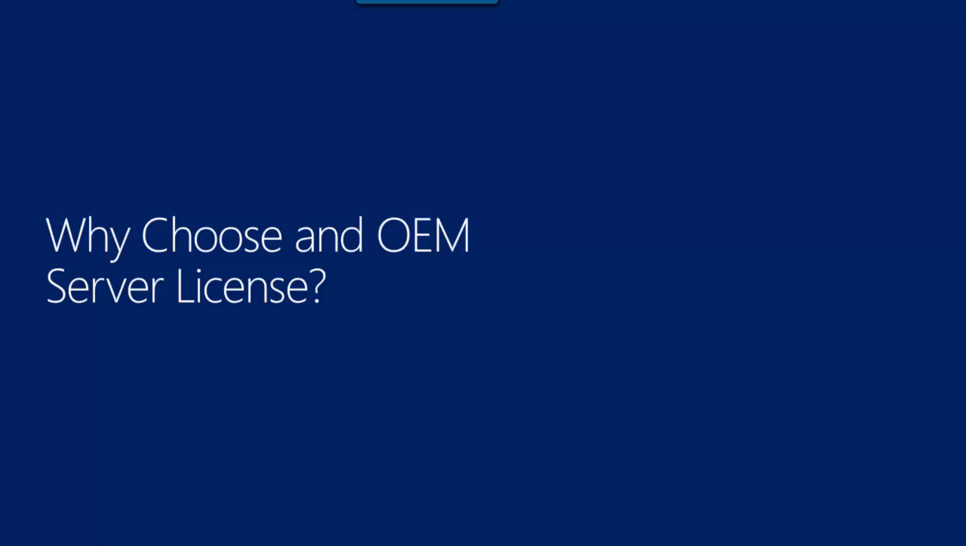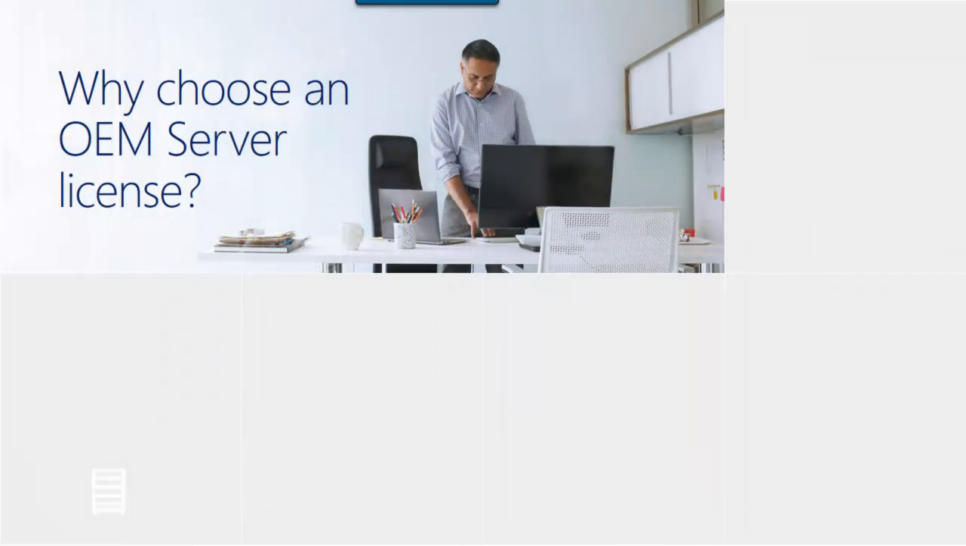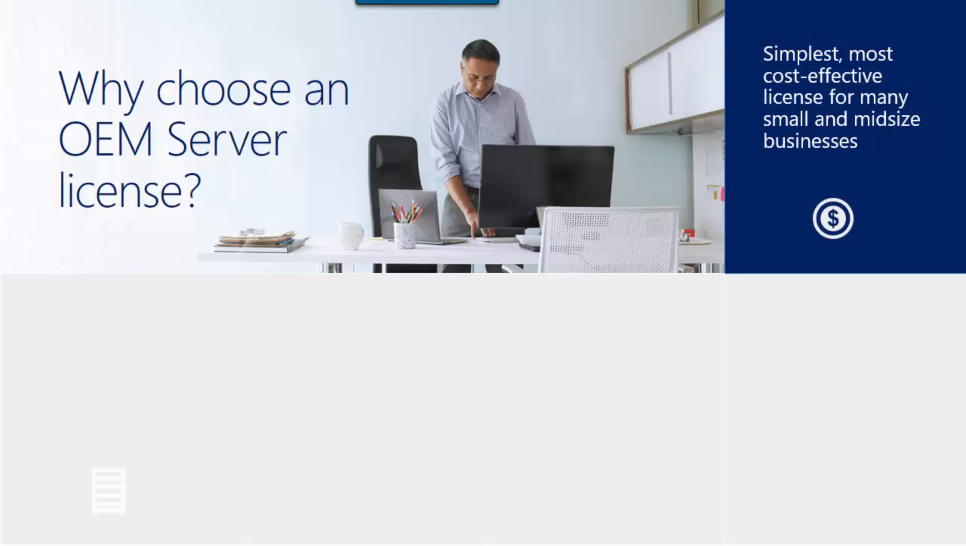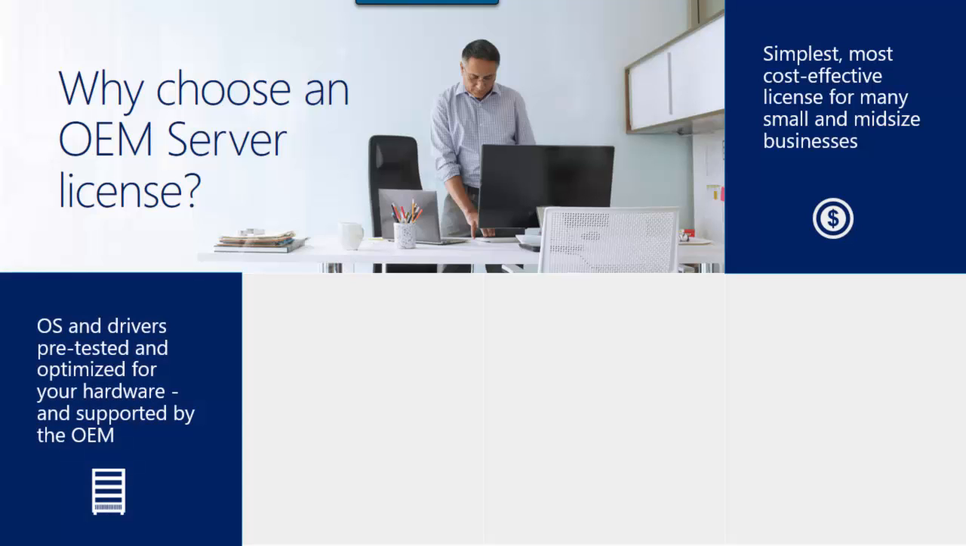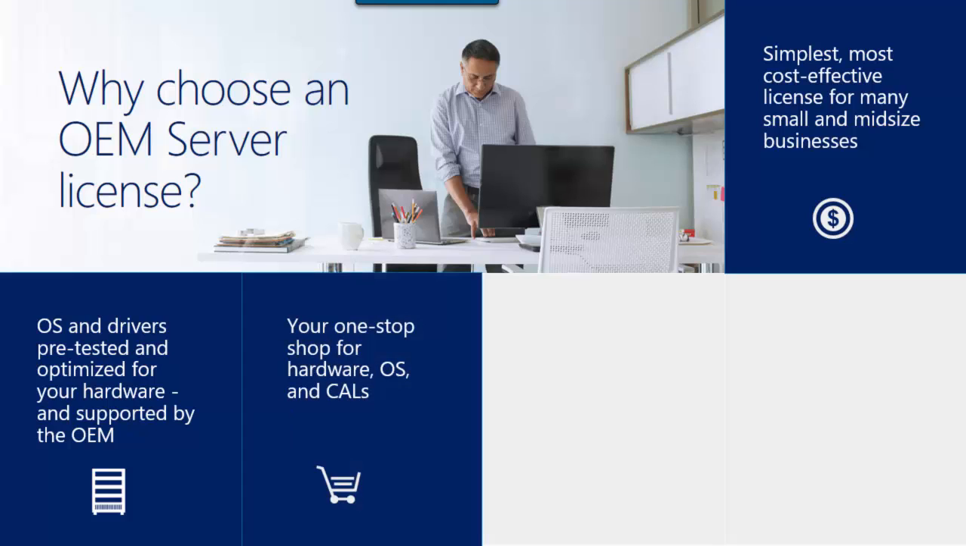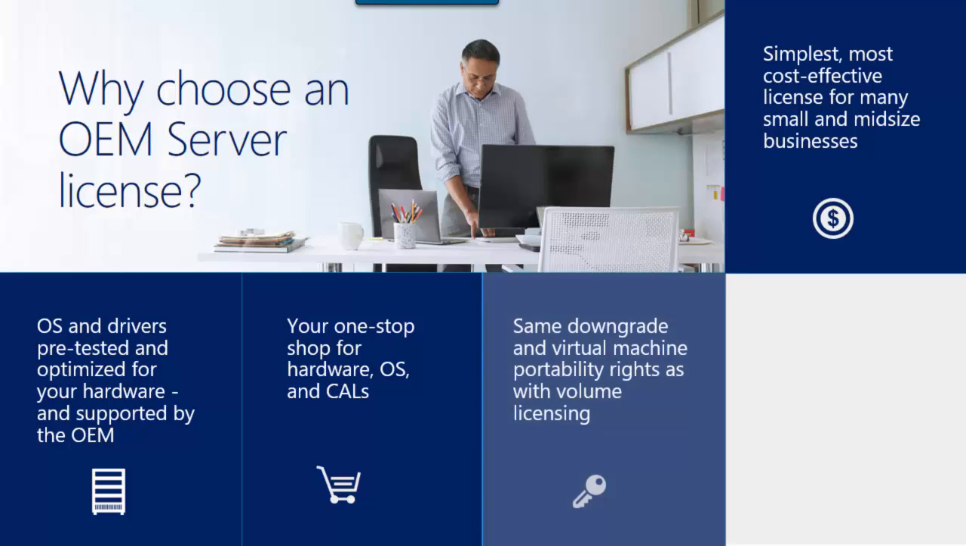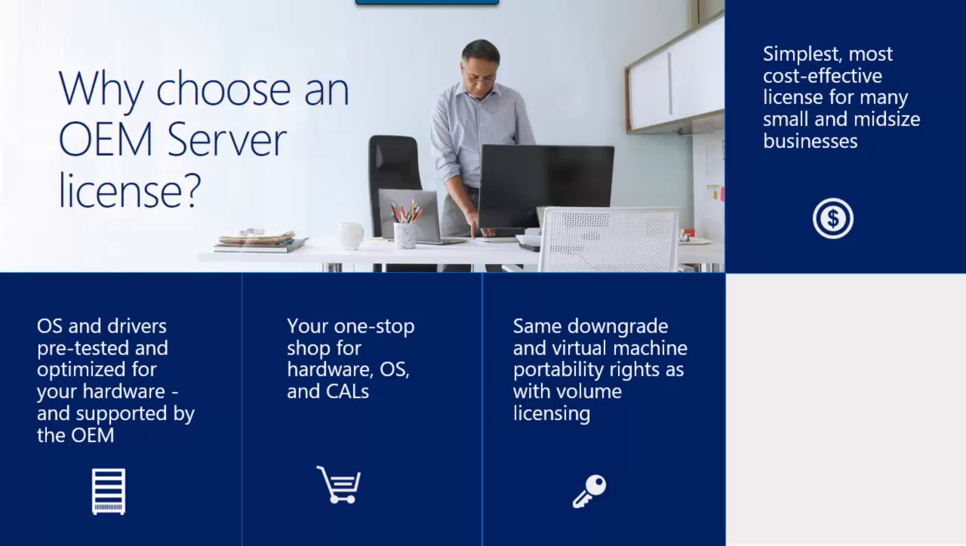So why choose an OEM server license? Let's take a look. It's the simplest, most cost-effective way: you buy it, and it's included with the server. If you're buying things like ROK or pre-install, you know it's been pre-tested and optimized by the OEM, and that they have the ability to support it quite easily. It's a one-stop shop, so you can buy the hardware, OS, and CALs all in one transaction through the distributor quite easily. You get the same downgrade and virtual machine portability rights as with volume licensing.